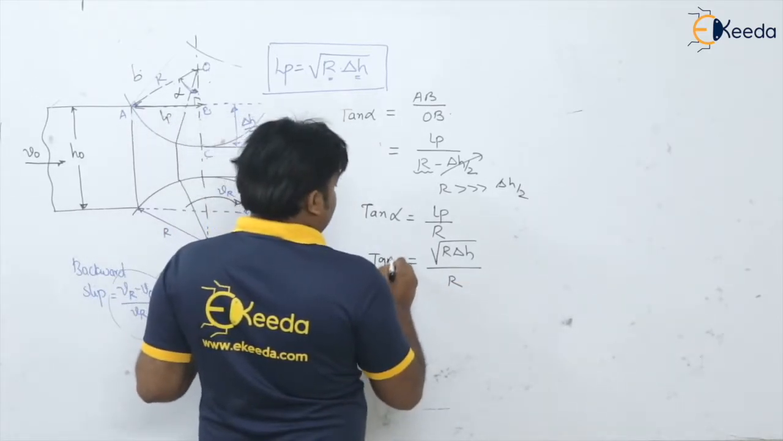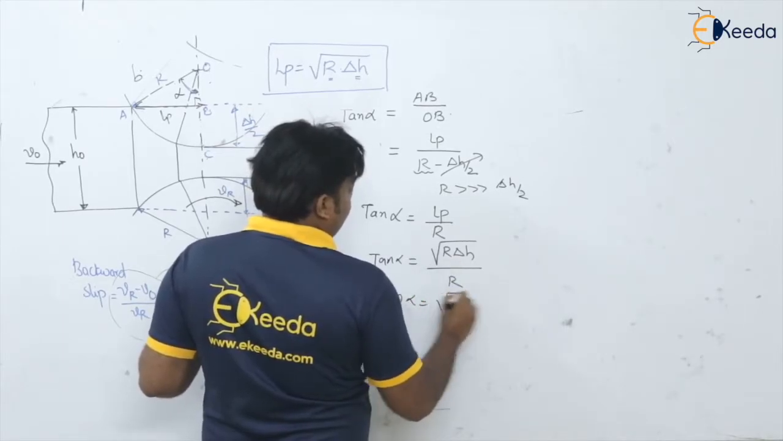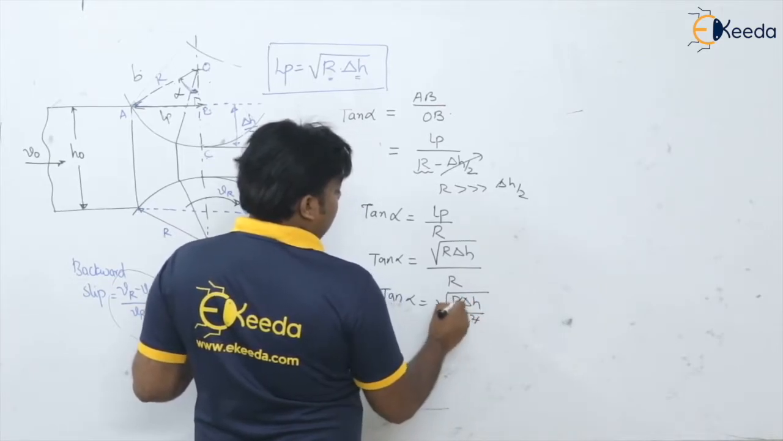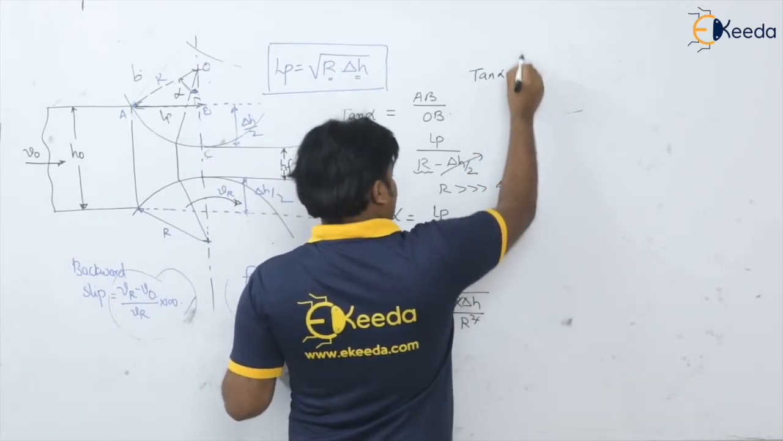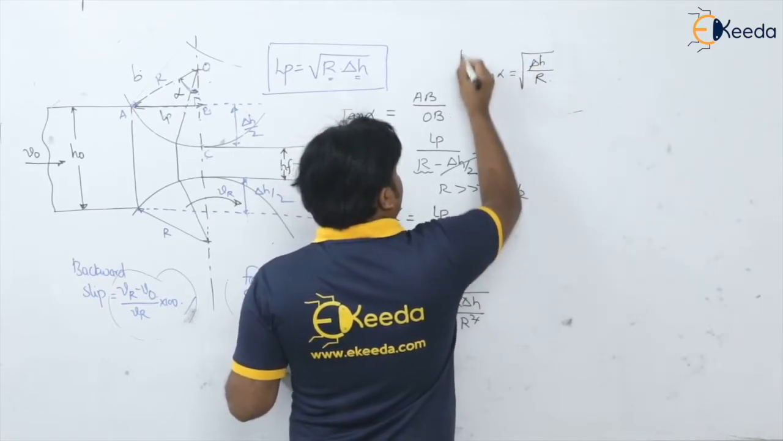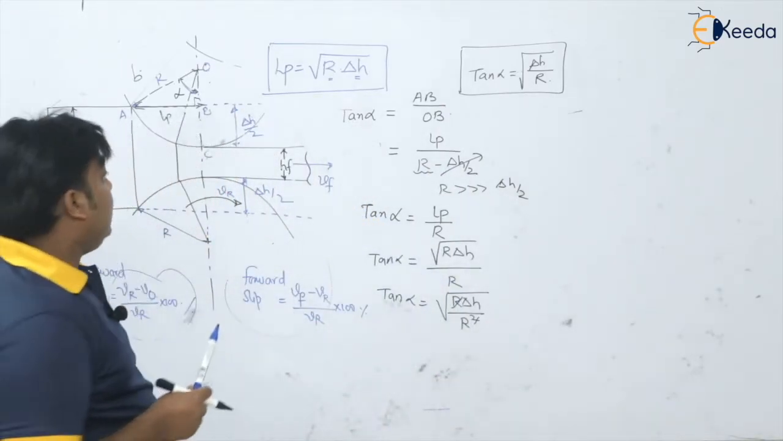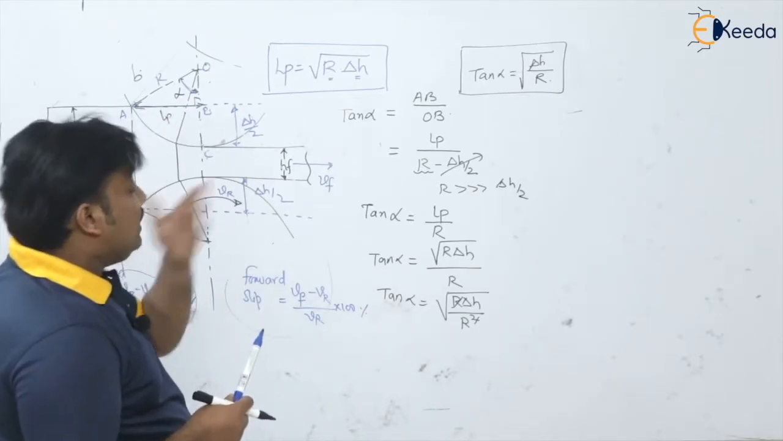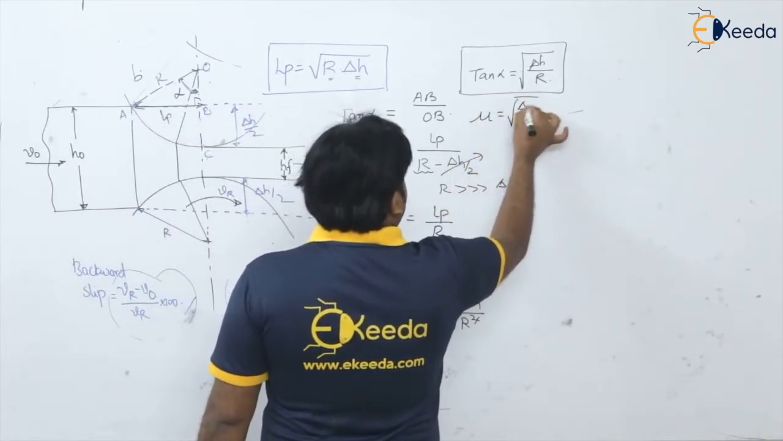So tan alpha is equal to what? Take this R into this under root, so R delta H divided by R square. R gets cancelled. So what is tan alpha? Tan alpha is equal to under root of delta H by R. And as per the classical friction theorem, this tan of angle alpha is nothing but the coefficient of friction, isn't it? So we can write mu is equal to tan alpha, that is, mu is equal to under root of delta H by R.